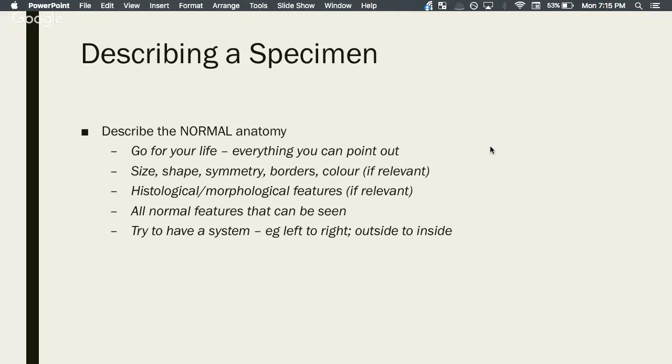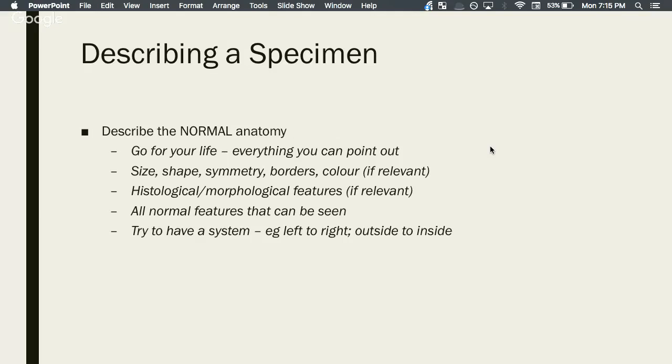Then you move on. So you've gone a little bit narrower now, talking about the normal anatomy. This is something that people tend to forget. Just describe anything you possibly can. So anything that you can point out, anything normal.